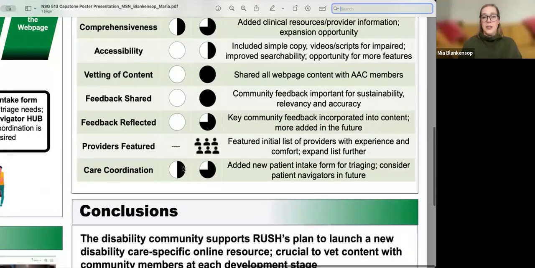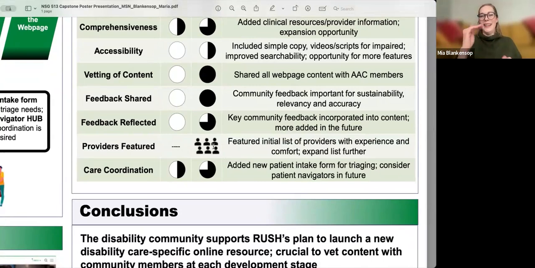Finally, for providers featured, we didn't have any because there weren't any clinical resources presented on the original page. And we now have 6 providers included. And we really hope to expand that list further.